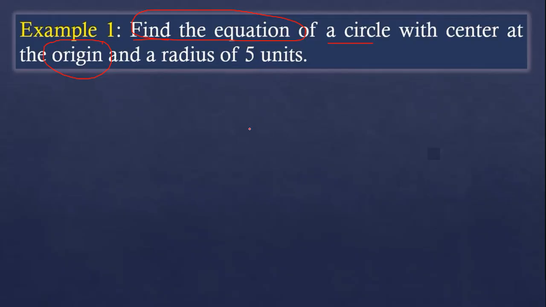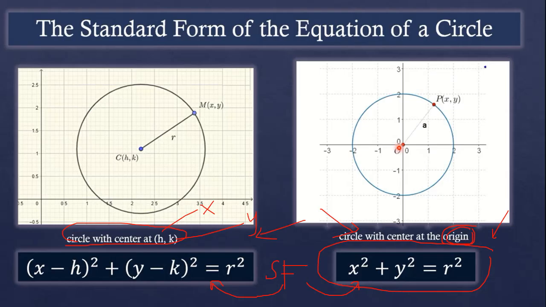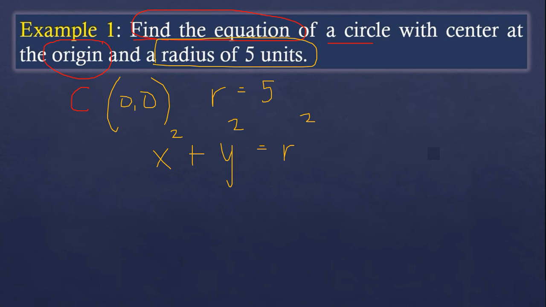So pansinin nyo yung question. May origin na tinawag. So ibig sabihin, yung center natin dyan is 0, 0. And sinabi niya doon, the r is 5 units. So lagay natin dyan is 5. Then, since we're talking about the origin, we're going to use the standard form of x squared plus y squared is equivalent to r squared. Balikan natin ulit yung formula: x squared plus y squared is equal to r squared. Ito yung gagamitin natin.